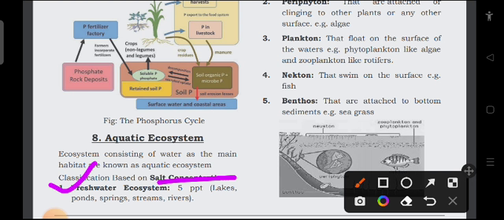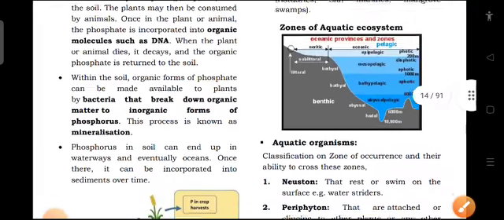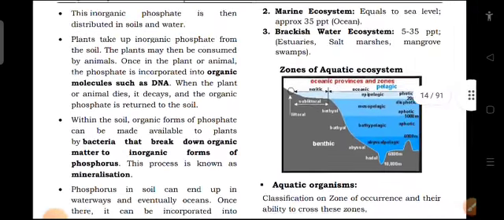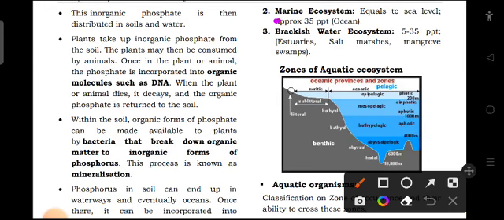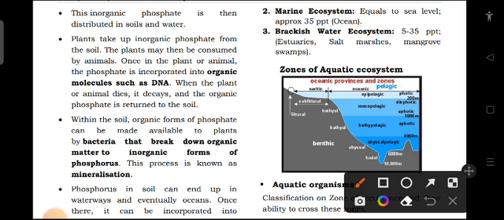First one is the freshwater ecosystem. Here it has 5 ppt. For example, lake, pond, spring, stream, rivers, these are the freshwater ecosystems. Then the next one is the marine ecosystem, equal to sea level, approximately 35 ppt. In case of freshwater, it is 5 ppt, whereas in case of marine, that is ocean, it reaches up to 35 ppt.